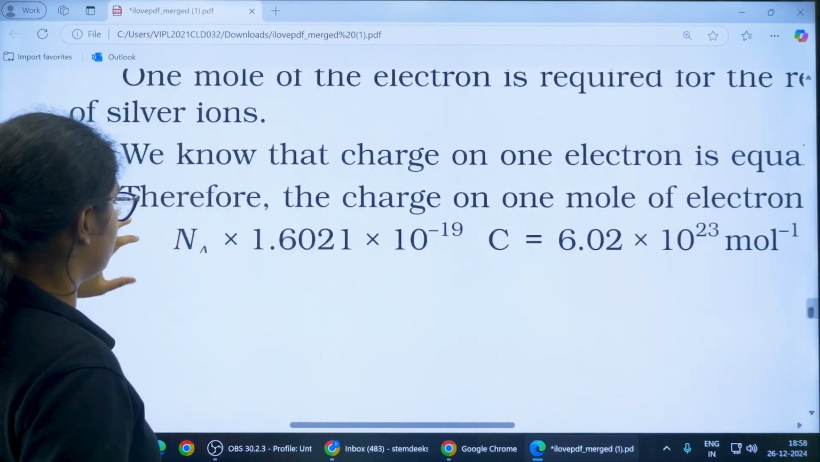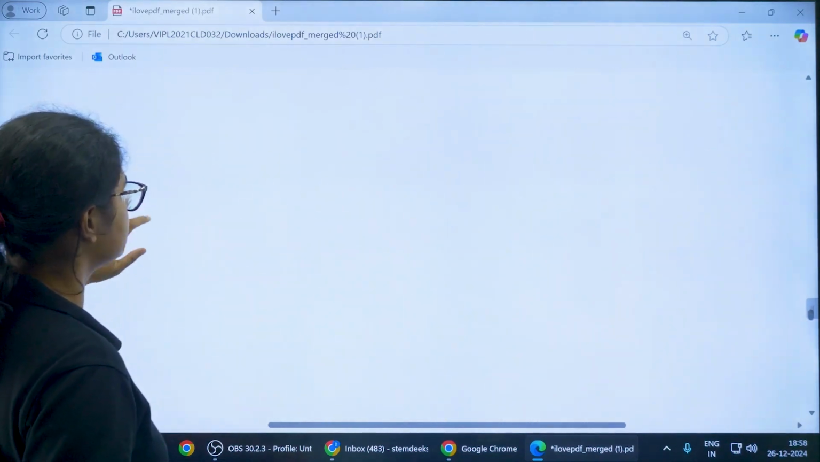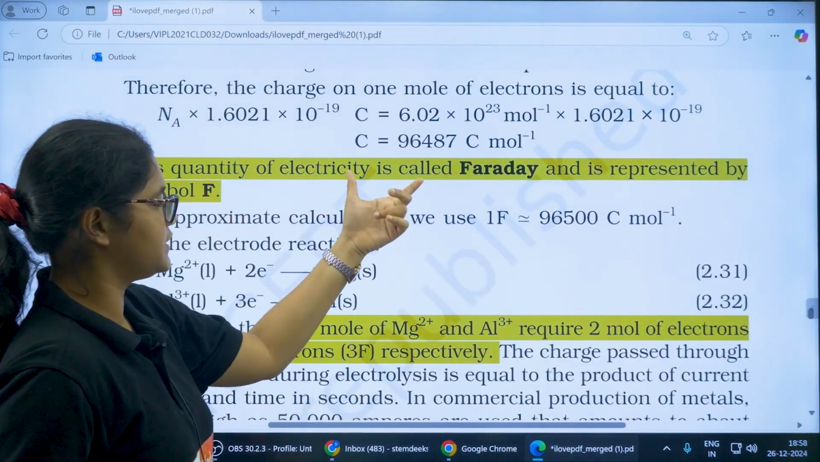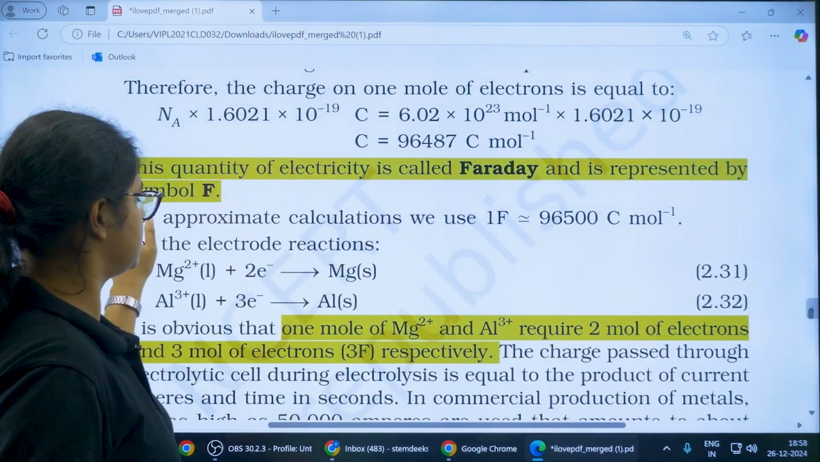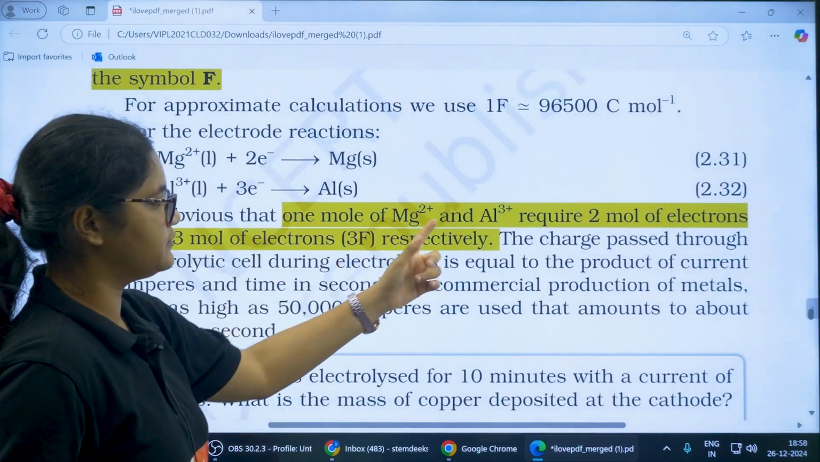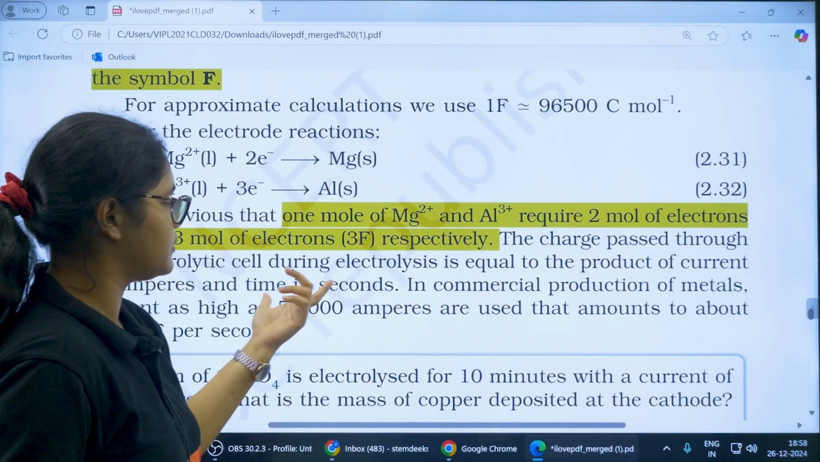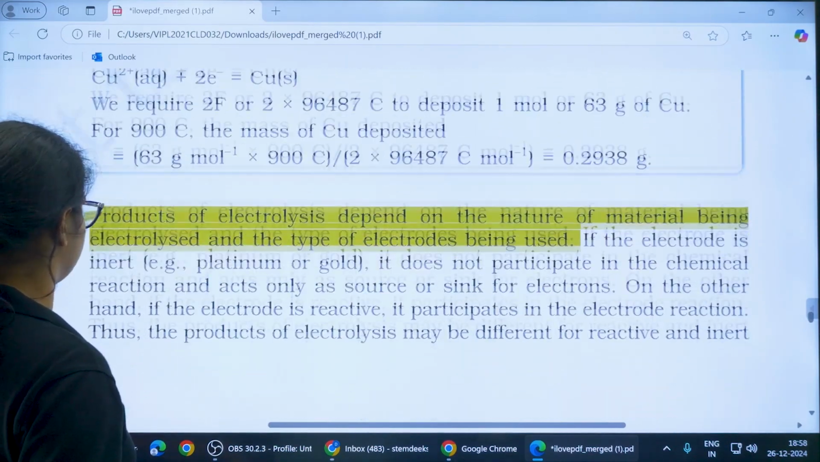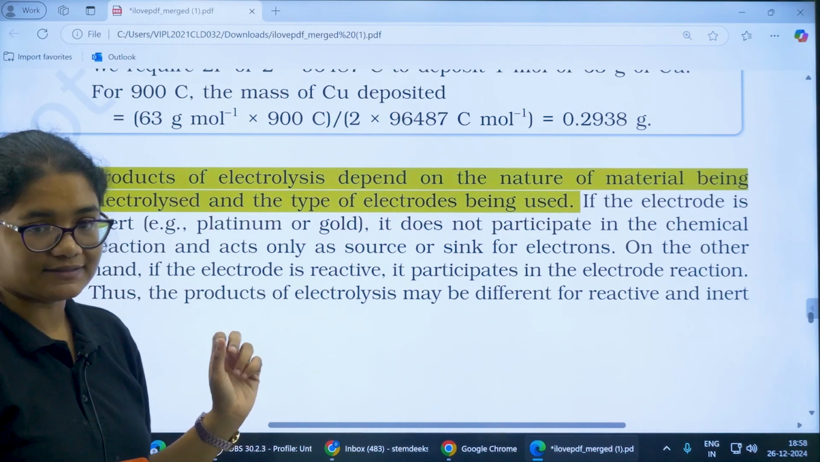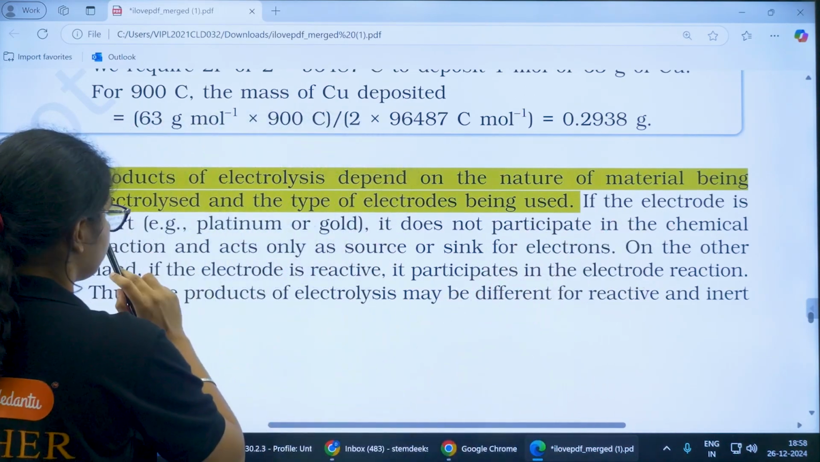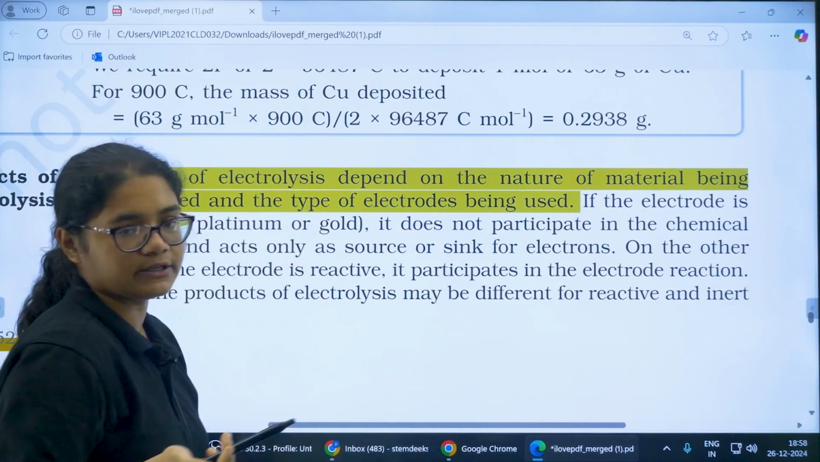Next, let's move forward. What is the Faraday? The quantity of electricity: 1 mole of electrons is a Faraday, that is given here. You should also know that 1 mole of Mg2+ requires 2 Faradays, and aluminum requires 3 Faradays, okay, that is also a very common question, we solve many of these. Next, the product of electrolysis depends on what factor? Here it depends on the nature of the material being electrolyzed and the type of electrodes being used, okay.